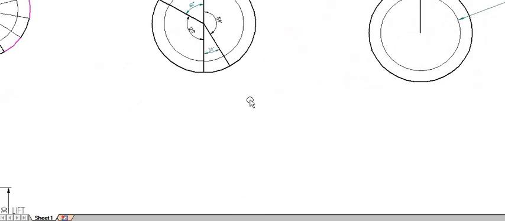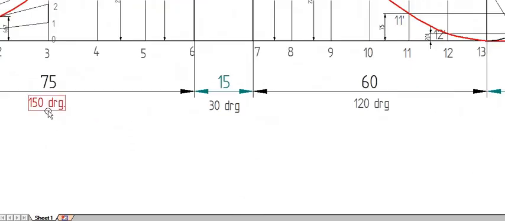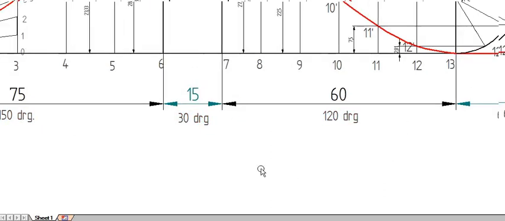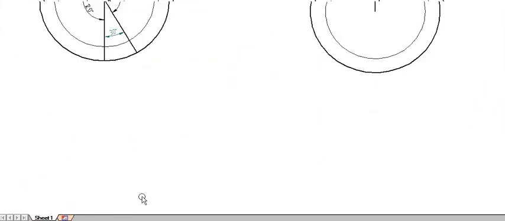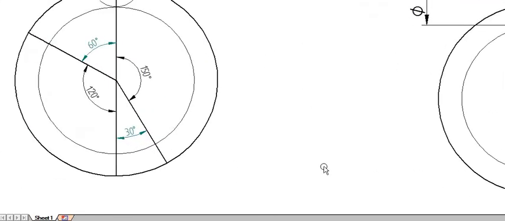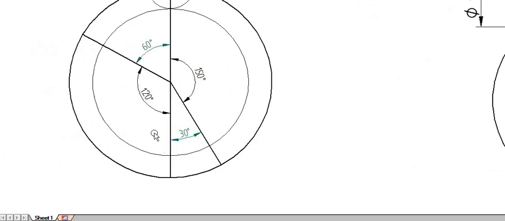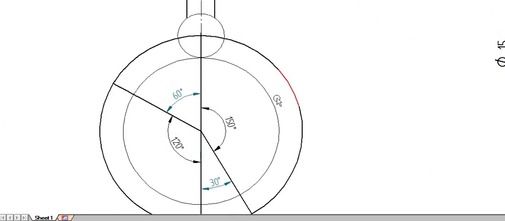So the division is 150 degree, 30 degree, 120 degree and 60 degree. The division is in the clockwise direction. So the division is completed.